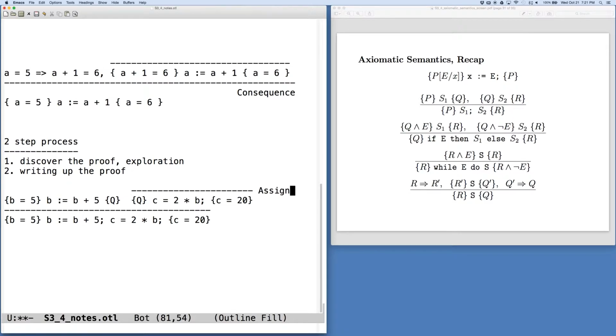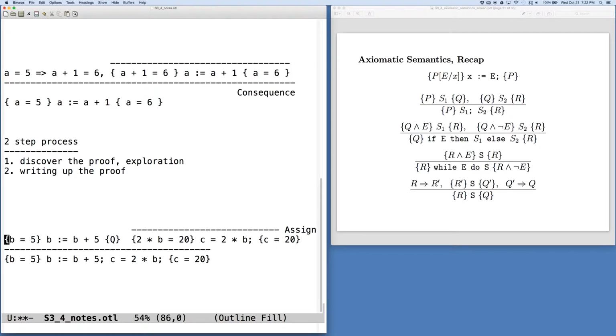I'll abbreviate the rule over here. And so if we do this, the question then is, what does Q become? And so again, this rule tells us that we replace the variable being assigned to with the expression. So we get 2 times b equals 20. Right? And so that's our application of the axiom of assignment.